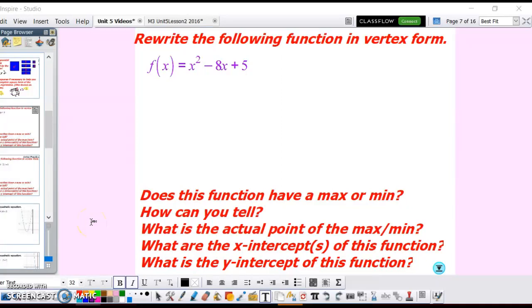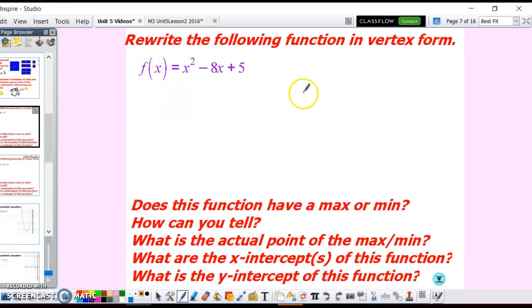We need to rewrite the following function in vertex form. So I often use squares to visualize. I've got my x squared. Now I have negative 8x, and just for a little representation, I'm going to use red tiles, if you will.